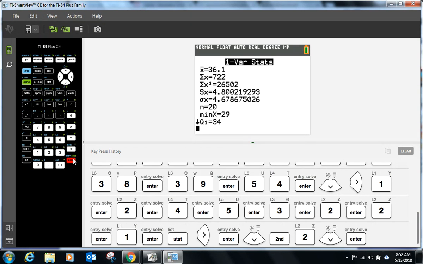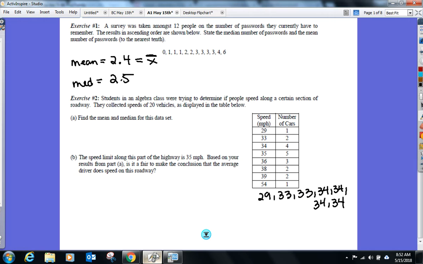There it is. What's my mean for this one? My mean's going to be 36.1, with a median of, on the same screen, a median of 35.